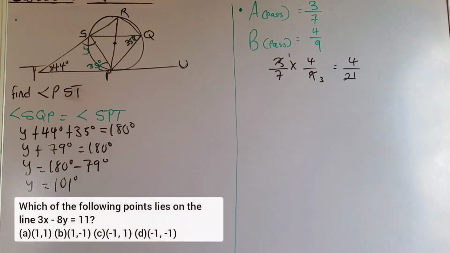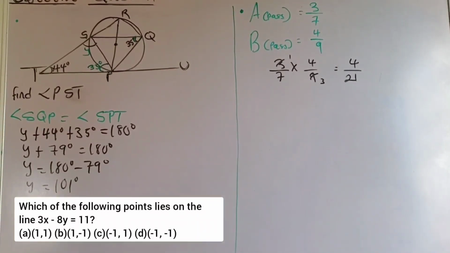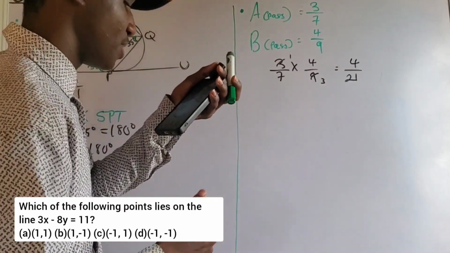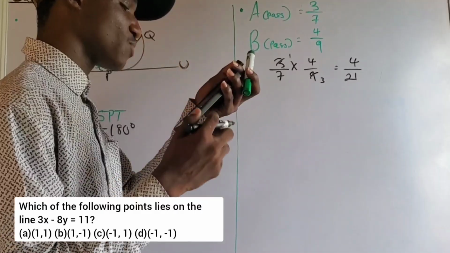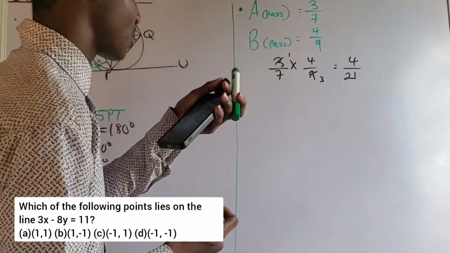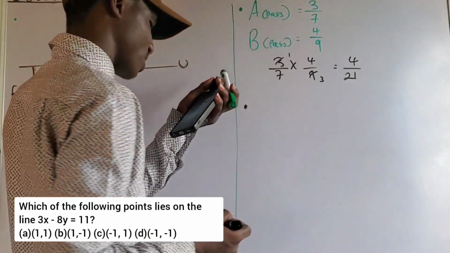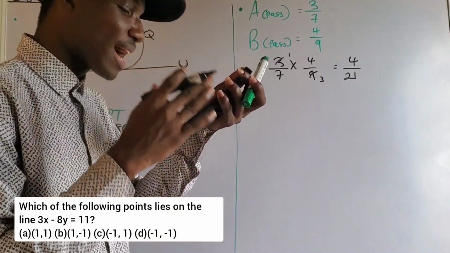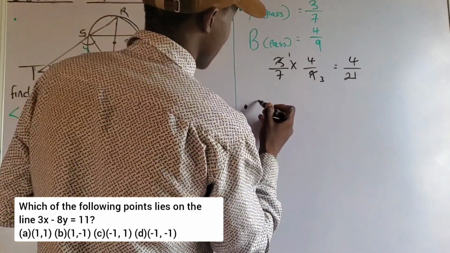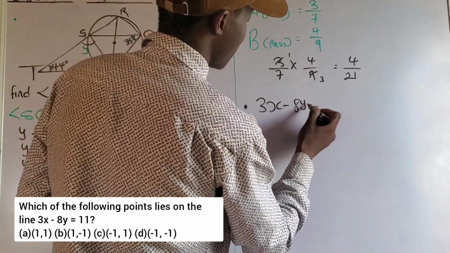Which of the following points lies on the line 3x minus 8y equals 11? The points are A (1,1), B (1,-1), C (-1,1), and D (-1,-1). Okay, now let us check question 47. Which of the following points lies on the line 3x minus 8y equals 11?